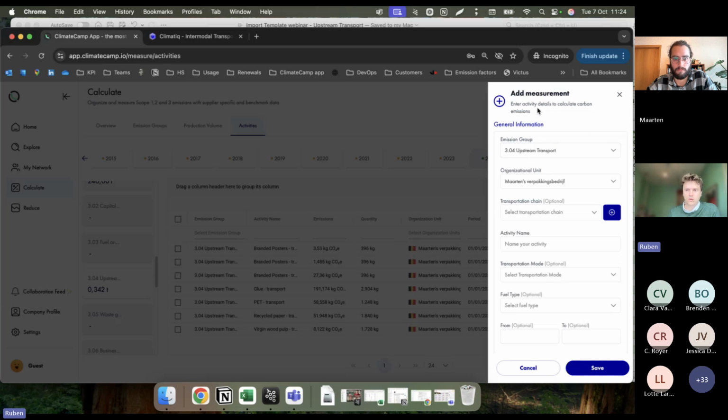So the first thing to do is to allocate the emission group and the organizational unit. Organizational unit is actually the unit to which an activity could be allocated.